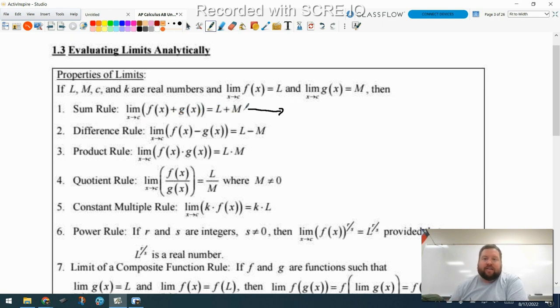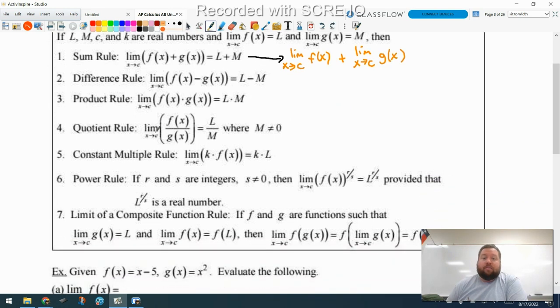So instead of writing it as L plus M, just write it like this: the limit as x approaches c of f of x plus the limit as x approaches c of g of x. You can just split it up at that plus sign. That works for all four of the basic operations. So you can do that with subtraction, multiplication, and division. Just make sure with division that the limit of the denominator is not equal to 0, because then you'd be dividing by 0, and that's a problem.